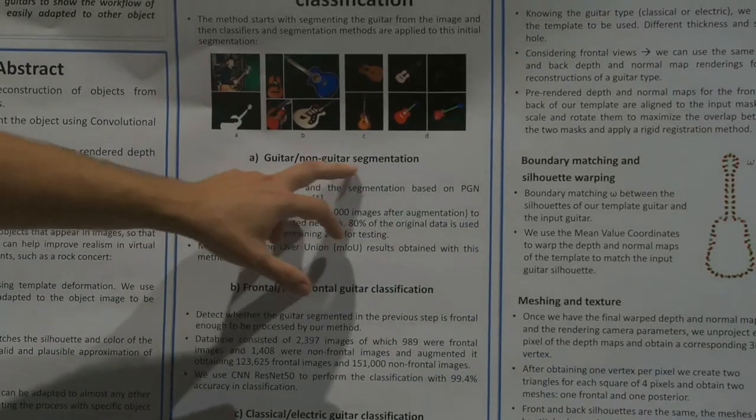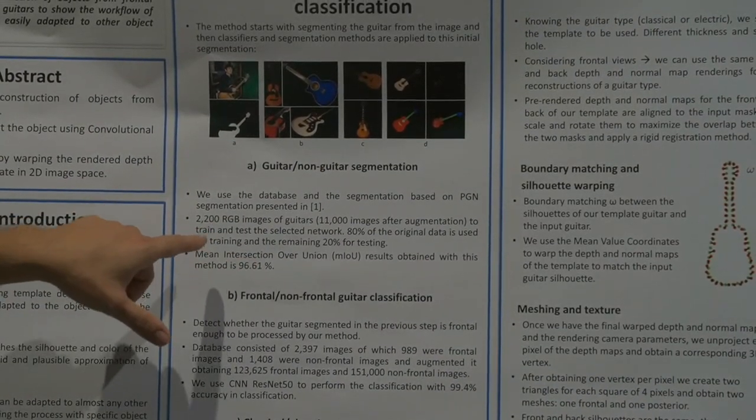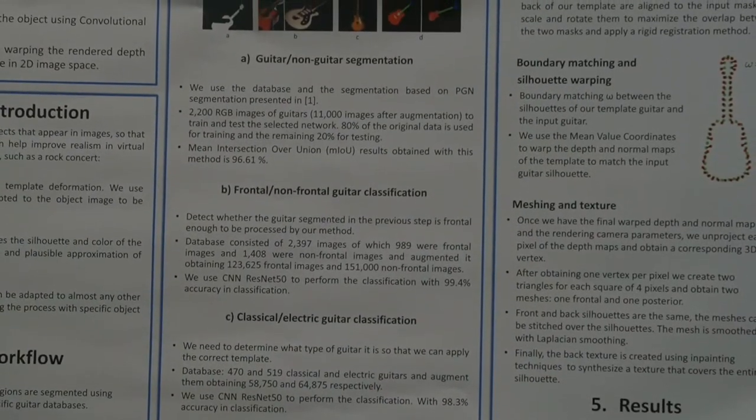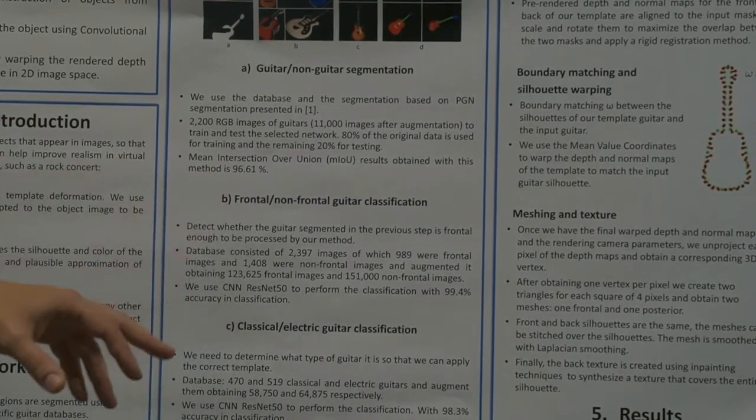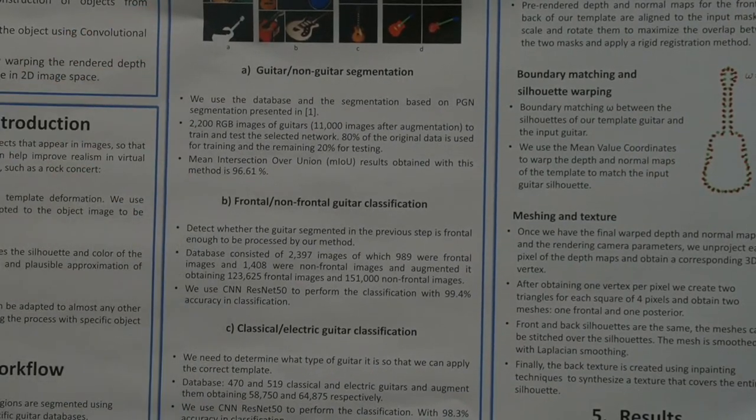First, we apply a guitar-non-guitar segmentation. We develop a database using 2,200 RGB images of guitars that are segmented. We segmented the guitars manually, and we use ResNet 50 and PGN segmentation in order to obtain this segmentation.